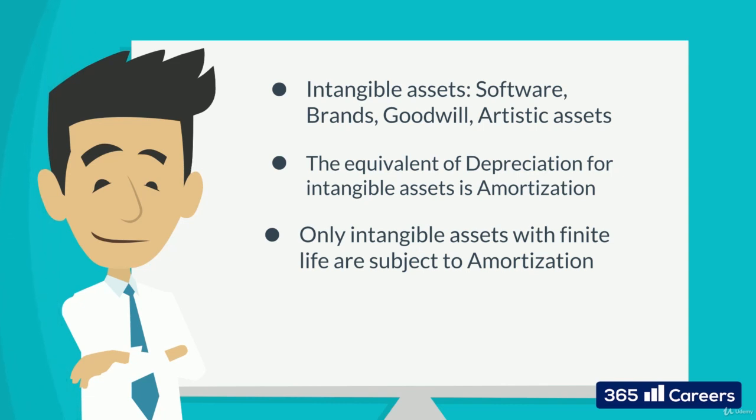We should bear in mind that only intangible assets with finite lives, such as software licenses, are subject to amortization. Intangible assets such as a firm's brand are not amortized, given that they have an indefinite life. In this lesson, we learned more about depreciation and amortization, and their impact on tangible and intangible assets.